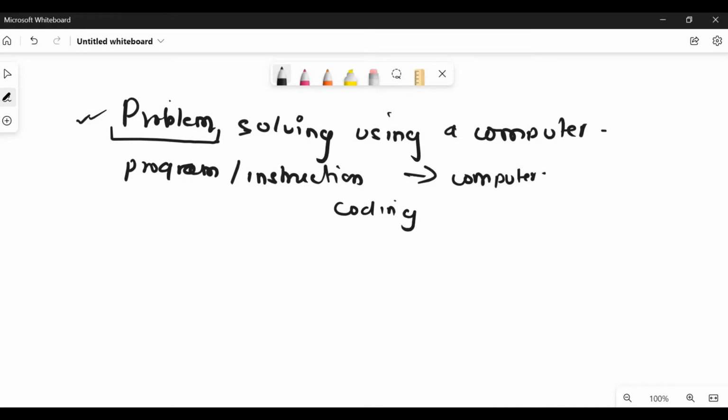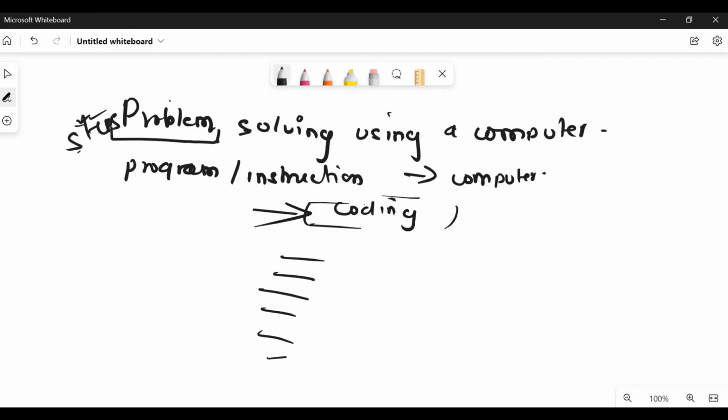If you are thinking that to solve any problem we just need to code it, no, only this is not enough. We have to follow a number of steps. That is problem solving using computer. Those are the steps for problem solving using computer.